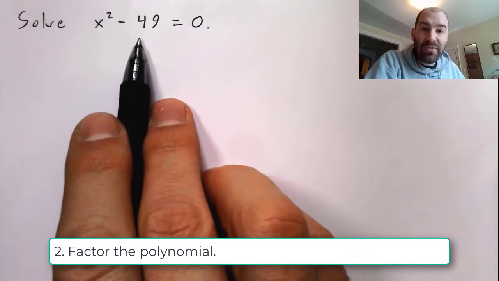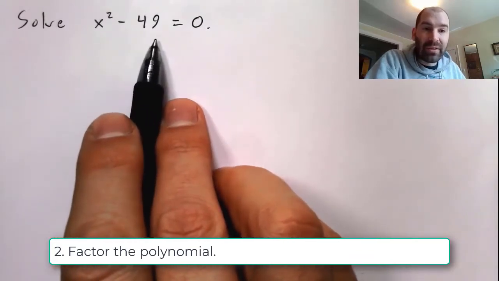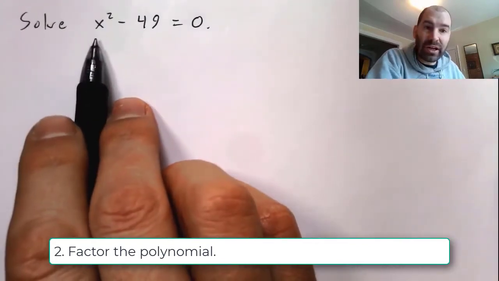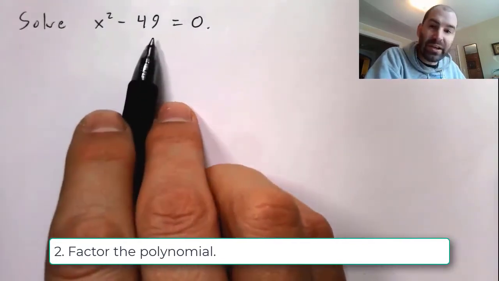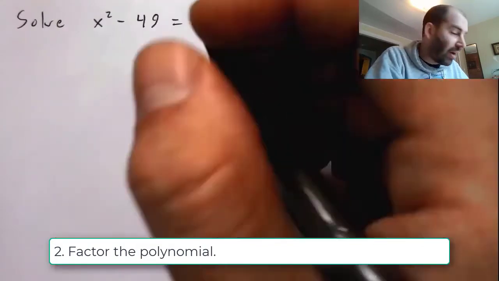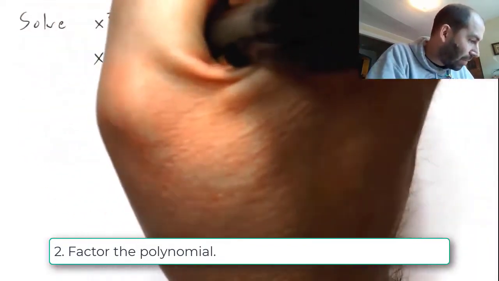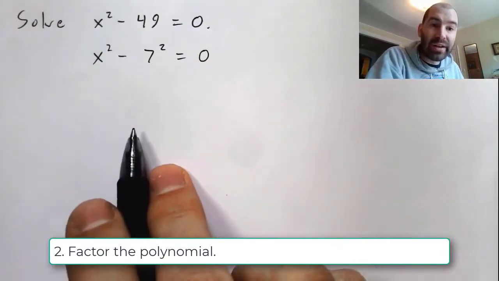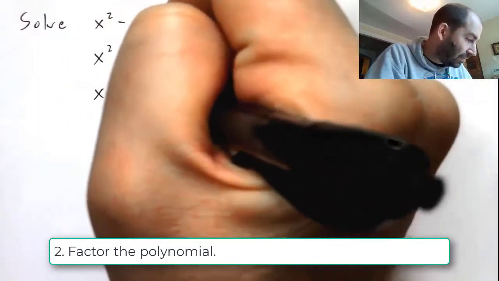So pause the video now, factor this, and we'll come back and check our factorizations together. Okay, so pause the video. 3, 2, 1. Okay, welcome back. Hope you got it factored. Let's just check our work together. I'm noticing here that this is a difference of squares. Notice that this is x squared minus 7 squared. And I know that a difference of squares factors as follows.